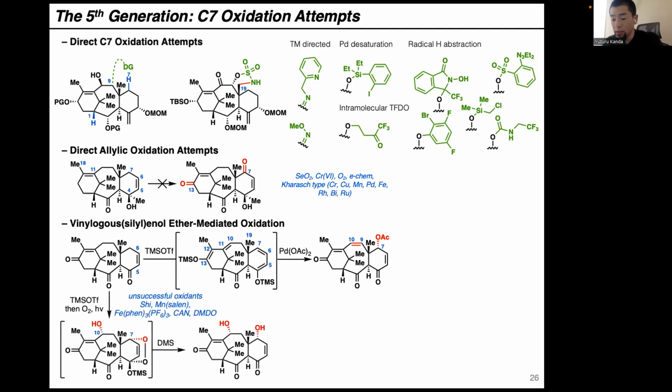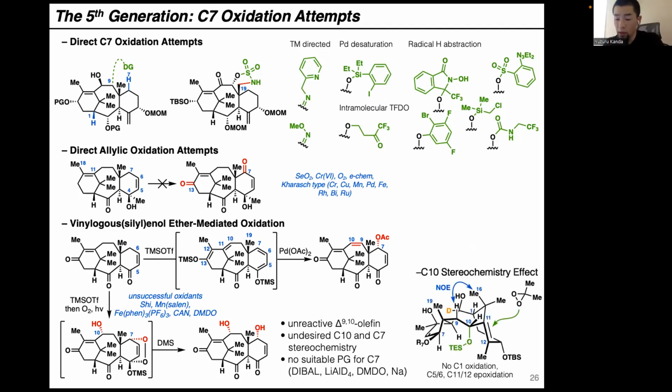Then we gave up on C9 oxidation and went after direct bis-hydroxylation at C7 and C10. Treatment of this bis-allylic ether with singlet oxygen followed by DMS gave the C7-10 diol. However, this compound has several issues. The first, C7 stereochemistry is wrong. And second, the C10 stereochemistry is also not ideal. I mentioned this earlier, that the alpha hydroxy group cannot protect the bridgehead olefin from DMDO oxidation. And the third, there is no suitable protecting group for C7.